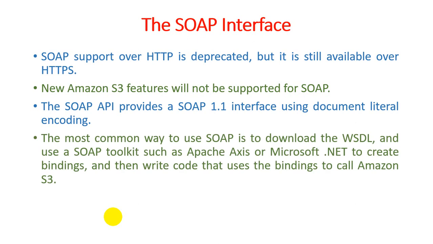The most common way to use SOAP is to download the WSDL and a SOAP toolkit such as Apache Axis or Microsoft .NET to create bindings, and then write code that uses the binding to call Amazon S3. So guys, it is the standard format through which we can integrate our web services with the help of the SOAP interface.